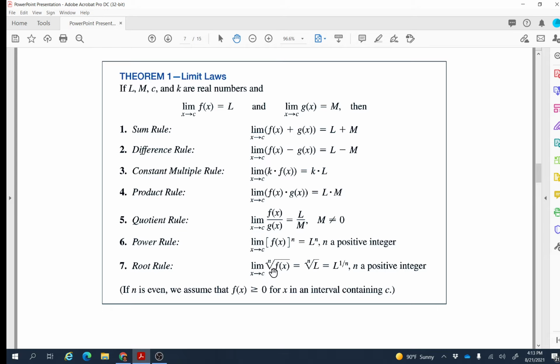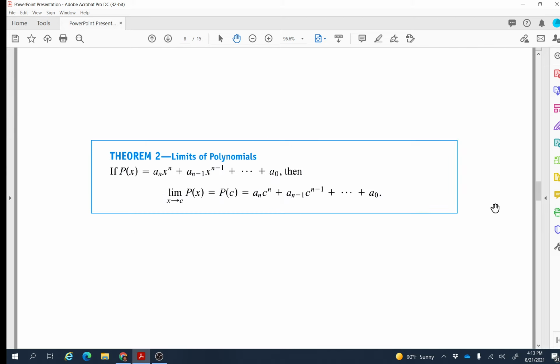Root rule: if there is an nth root, we can find the limit inside and just take the nth root of that limit. If n is even, we assume that the function is positive for this root rule, because if n is even, inside the radical sign there should be a positive value. So those are the limit laws.